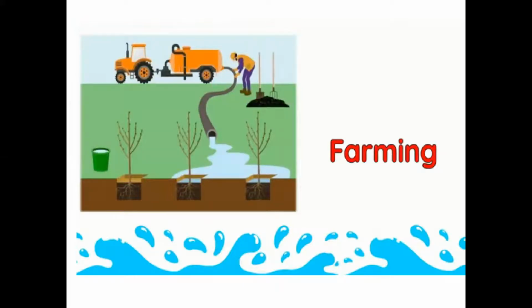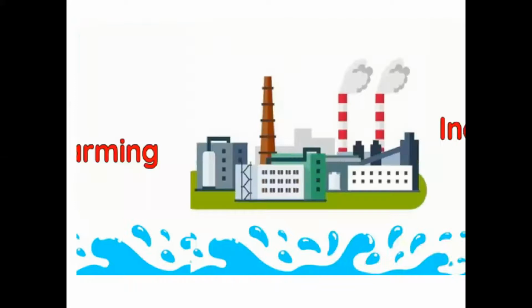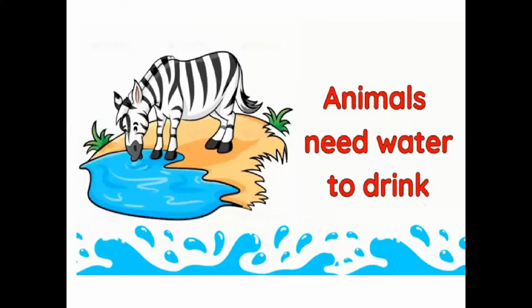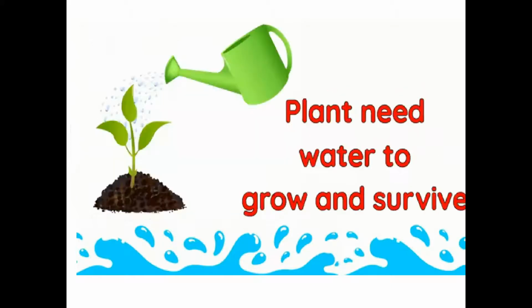Yes, because of the irrigation of fields. Not only farmers, industrial uses are also very important for water. Now see, not only humans, animals also need water to drink, because it quenches their thirst. Not only animals and humans, plants also need water to grow and survive.